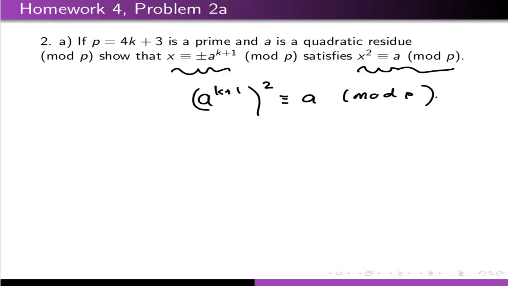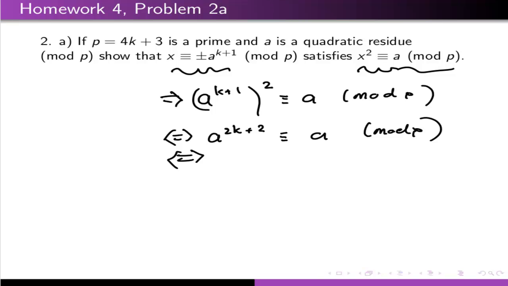So what would that mean? That would mean that a to the 2k plus 2 should be congruent to a. And now a is a quadratic residue, so it's not divisible by p, and so if I cancel that on both sides, I'm just kind of working backwards here. Plugging this in, and I want to show that this is going to be true. Well, that's equivalent to this, and this is equivalent to what? And now use the fact that a is a quadratic residue, and think about what the Euler criterion has to say.